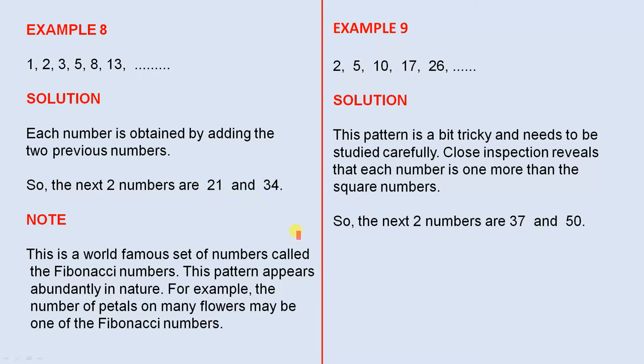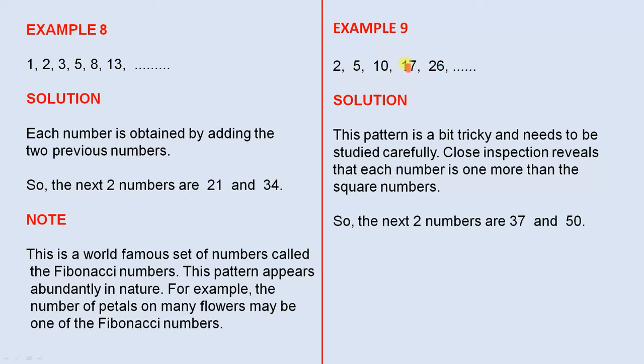This is an important note here, it's very interesting. This is a world-famous set of numbers called the Fibonacci numbers. This pattern appears abundantly in nature. For example, the number of petals on many flowers may be one of the Fibonacci numbers.